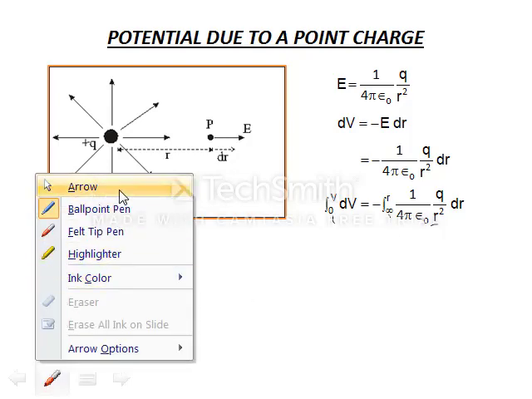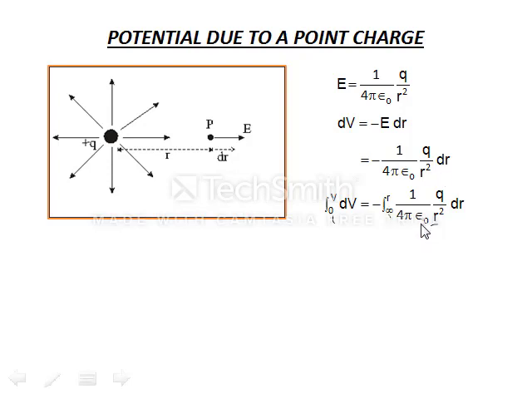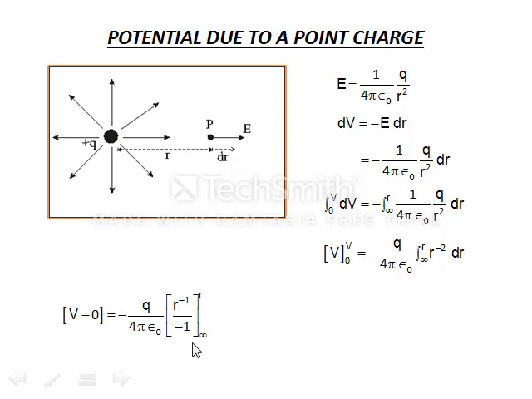Now let's integrate it. These constant terms would come out of the integral. Integral dV is V, and this constant term comes out. We have 1 by r square, that becomes r to the power minus 2, dr. Now here we can apply the direct formula. r to the power minus 2 dr on integration becomes r to the power minus 1 divided by minus 1. This minus and minus will cancel away, and finally we will have this expression.